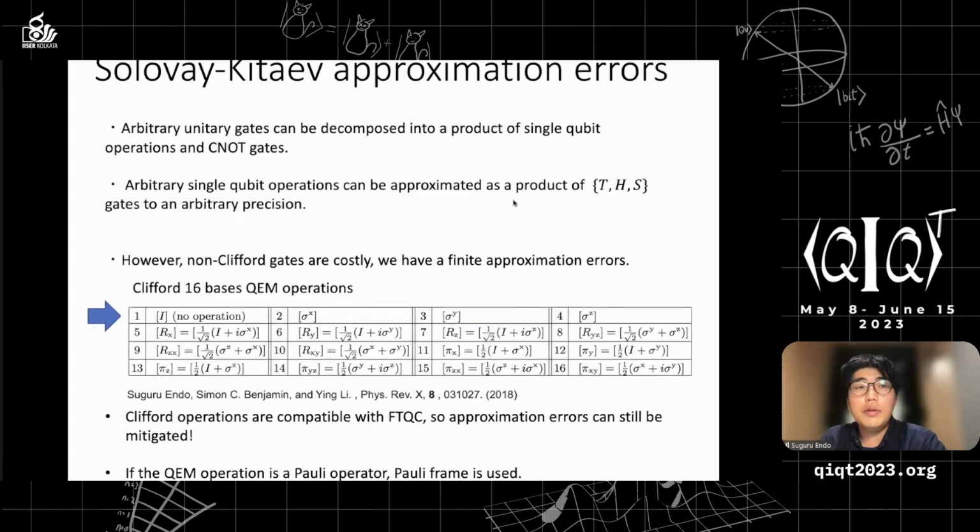Okay. And finally, we also have Solovay-Kitaev type approximation errors. Every arbitrary single qubit gate can be decomposed with T, H, and S. And T gates are sometimes very demanding, so we would like to reduce the number of T gates. In that case, there are algorithmic errors due to the insufficiency of T gates. But by characterizing the gate decomposition errors in advance, which can be efficiently done on a classical computer, we can construct the inverse map of the gate decomposition errors and apply error mitigation.